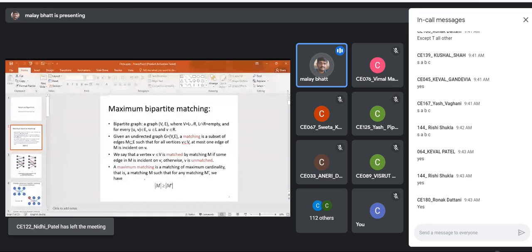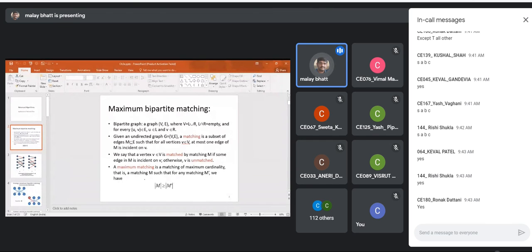So you cannot have two outgoing edges from the node, right? That is the obvious thing. We are thinking about a normal Hindu marriage, where one male is married to one female. In another region, the criteria may be different. So for all vertices v belonging to V, at most one edge of M is incident on v.